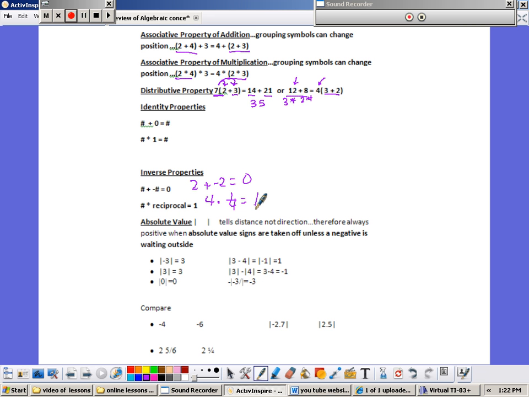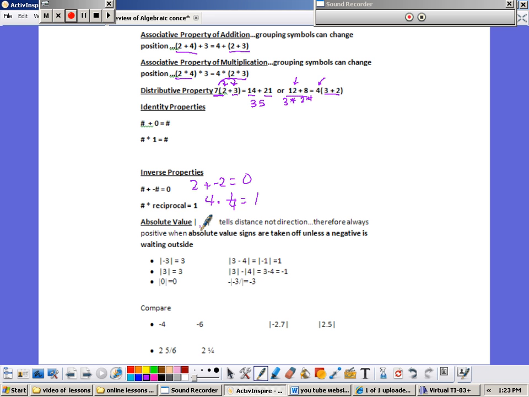Absolute value signs tell the distance, not the direction. Therefore, it's always positive when absolute value signs are taken off, unless there's a negative sign outside. When I say it tells distance, not direction, it's like if I back up 6 miles in my car. My odometer is not going to say -6, it's going to say 6. It only tells you how far I went, not what direction I went.